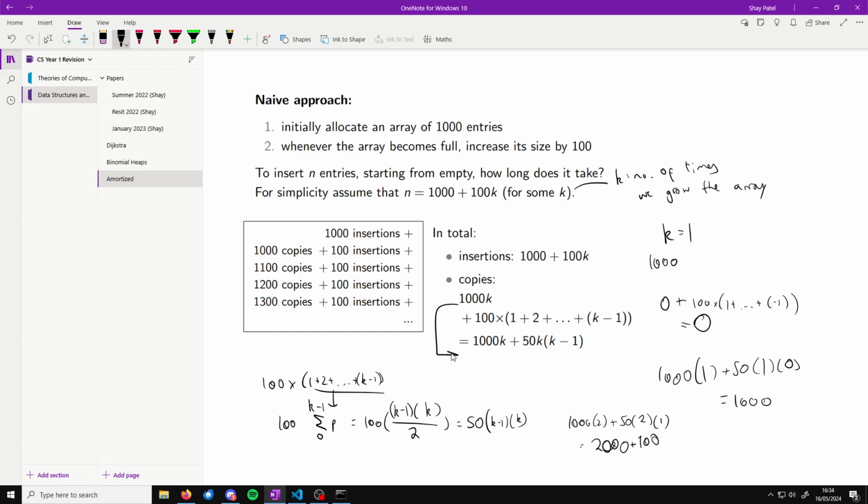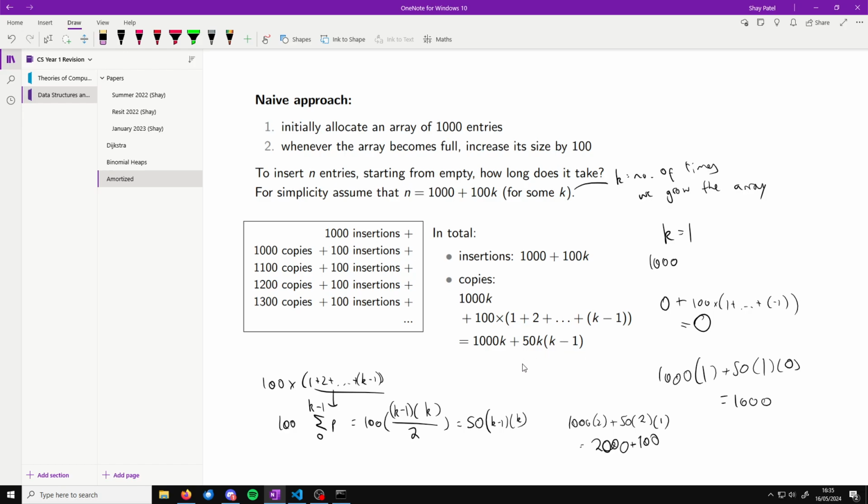So this bottom part, depending on whatever our k value is, if k is 0, this just evaluates to 1,000 times 0 plus 50 times 0 times minus 1. This is all just 0, which means if we've not had to expand the array, we're not going to make any copies. It's just going to be this case here.